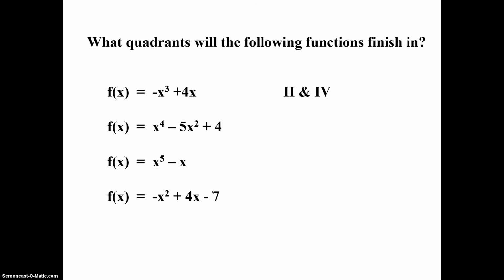Now, let's take a look at the next one. X to the 4th minus 5x squared plus 4. The highest exponent term is right here, x to the 4th. All right, here we go. Even or odd? 4 is even.